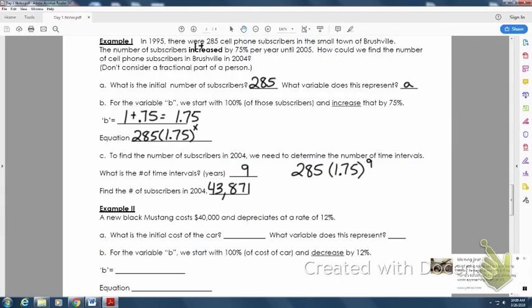Okay, questions on this one? Why did you put 1 plus 0.75? 100% of the initial plus the 75% increase.